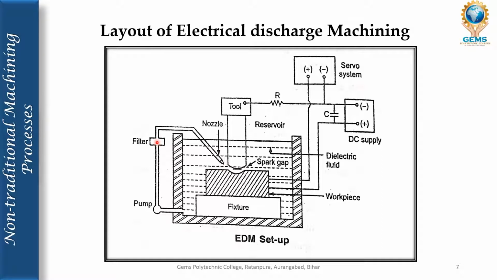We are providing a filter so that it will filter the molten materials, or the machined metal parts present in the dielectric fluid, so that only the filtered pure dielectric is flushed again into the tank. And this is the tool which is connected to the negative terminal and is called the cathode, and the workpiece is connected to the positive terminal and is called the anode. This is the servo system which is used to move the tool to and fro. This tank, or reservoir, is filled with the dielectric fluid.